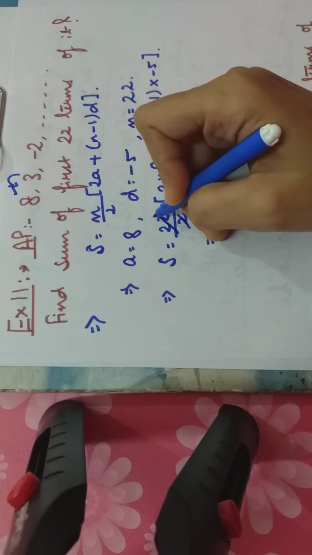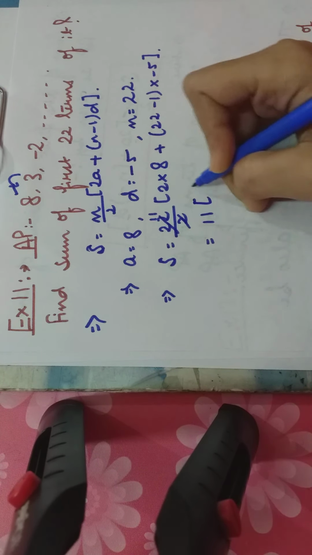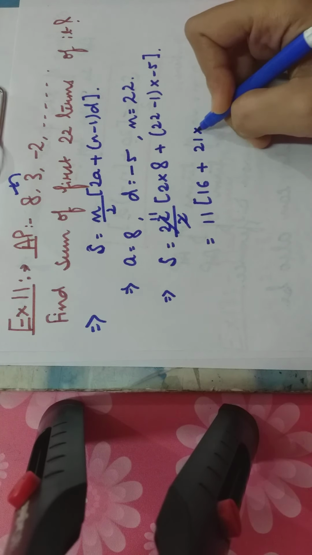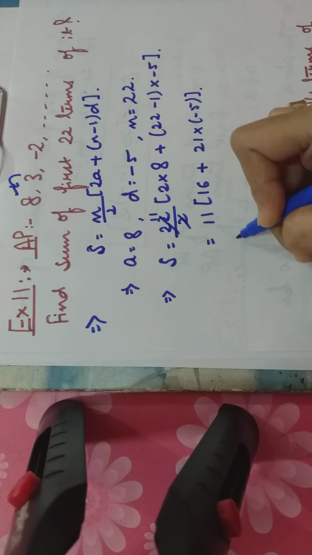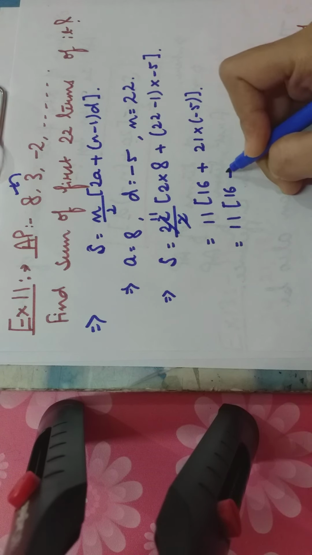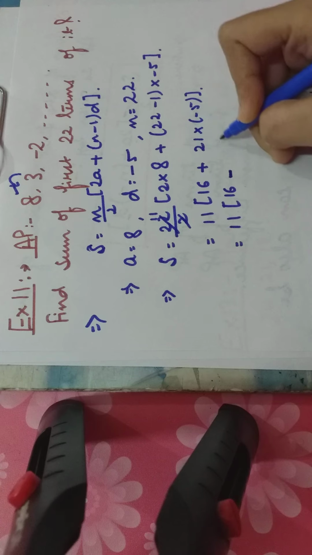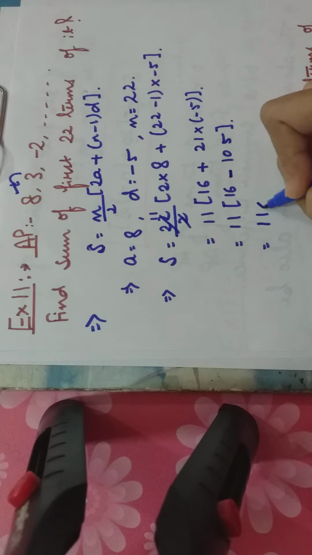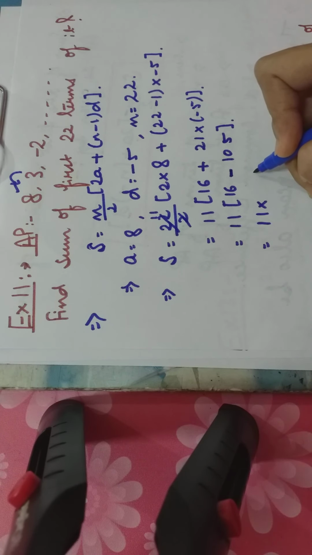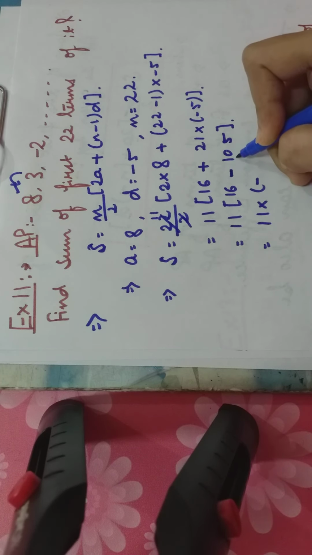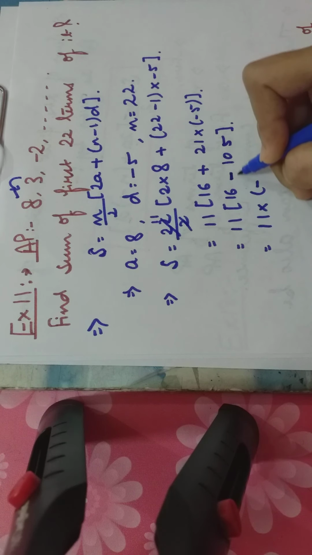So 2 11s are 22, giving 11. Here 2 into 8 will be 16, plus 22 minus 1 will be 21 into minus 5. Here this plus and minus will become minus. When I multiply 21 into 5, I get 105. When I subtract this 105 from 16, the sign will be minus, because the value 105 is greater than 16 and the sign in front of 105 is minus.